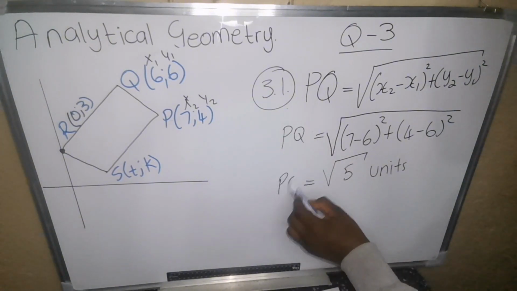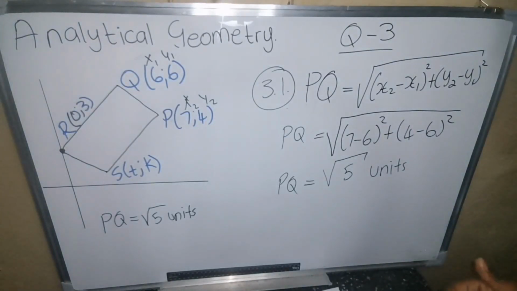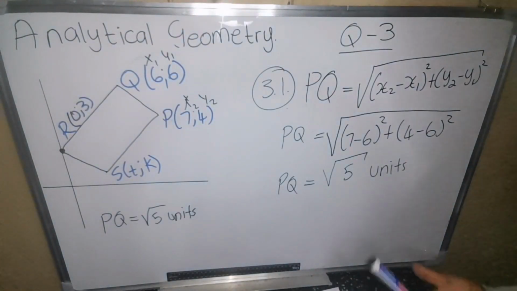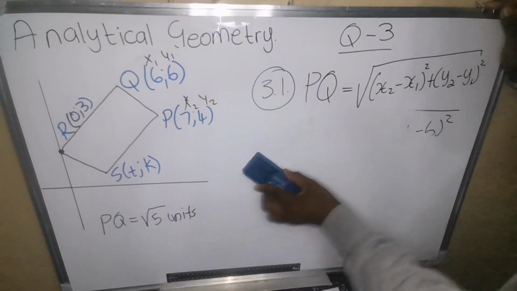Very important. So you must just write it down here. PQ is equal to the square root of 5 units. Very important, guys, to write these answers because they might be needed somewhere down the questions.